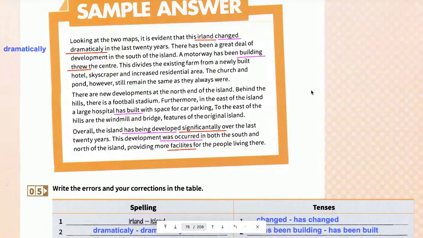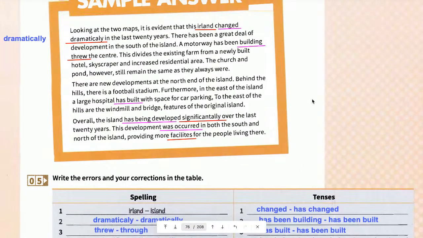Also, this one is a little bit short, right? We need to improve it to make it a little bit longer. But basically, it's just like that. Looking at the two maps, it is evident that this island has changed dramatically in the last 20 years. There has been a great deal of development in the south of the island. A motorway has been built through the center.